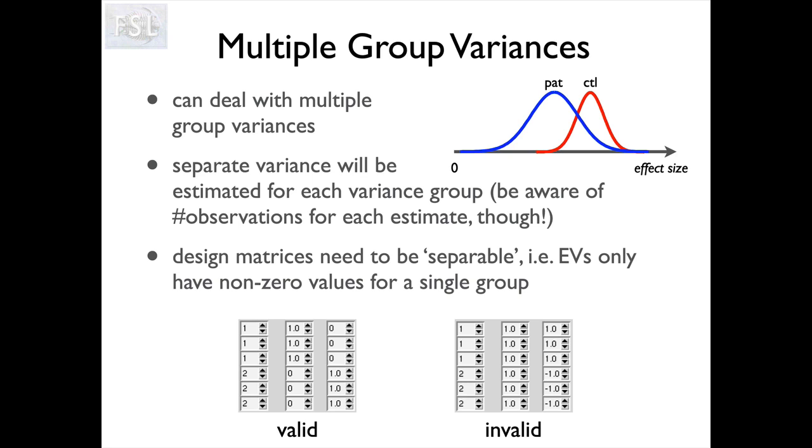In the invalid case, we have this EV, which has non-zero values across two different groups, and that's not okay. In fact, we have both of them. In other situations, if we had the same variance, those two design matrices, those two sets of EVs, would give you exactly equivalent results if you had appropriate contrasts. But when we're separating group variances, we can only do the valid case. We can't do the invalid case. So it's necessary for you to set up your design matrix in an appropriate way.